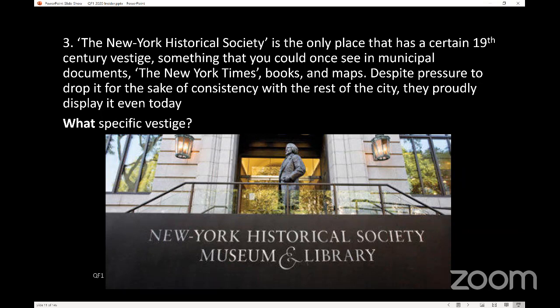Harish, you may want to explain what a vestige is, if you can. There's something that you can add on top of that. No, I just explained it. So a vestige is something that was relevant in the 19th century. That is, in the 19th century, the New York Times, municipal documents, books, maps, all of them had this. But then over the turn of the century, and at least for the last 70 years or so, all of them have dropped it, saying it's not needed anymore. And then there was a move around the city where you want to make everything consistent. Everything else removed it except the New York Historical Society. So what is that?